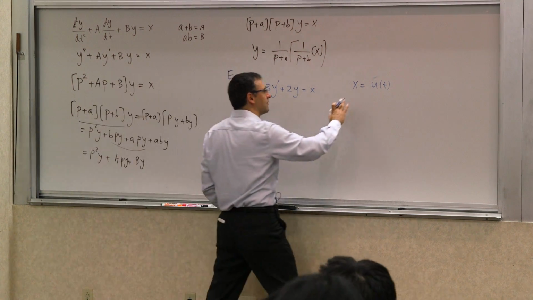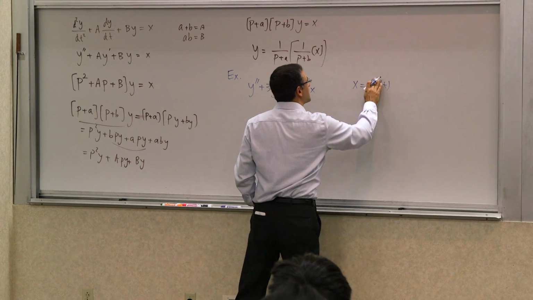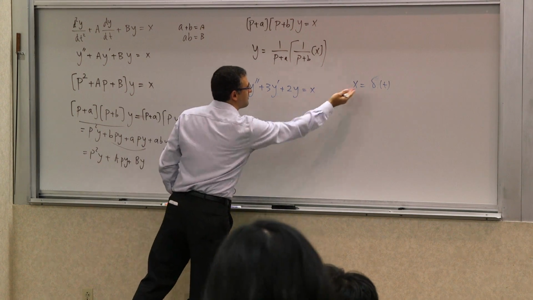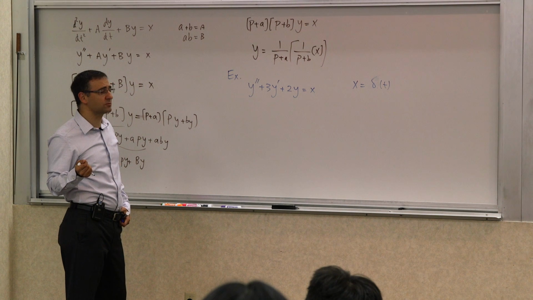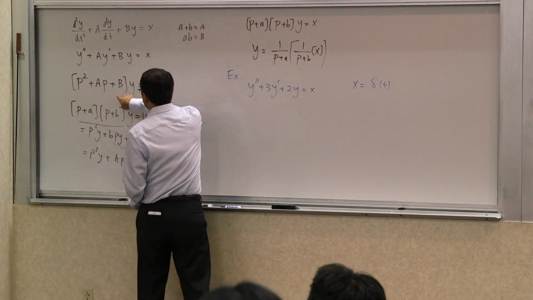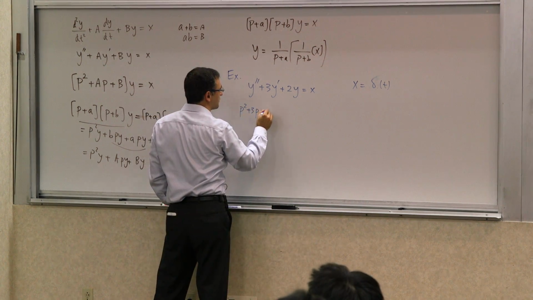Or even start with delta of t, and then we'll go to u of t. So let's find its impulse response first. Let's start with that. So we want to find y of t for x of t being delta of t. How do we do that? Well, first we have to look at the characteristic polynomial, right? The characteristic polynomial of this thing is p squared plus 3p plus 2.